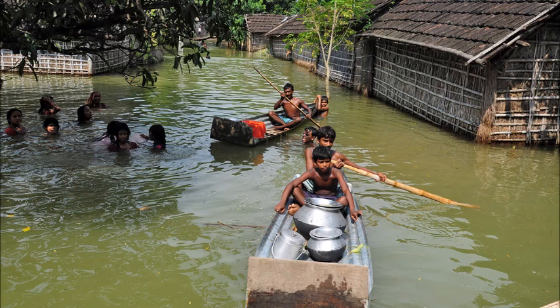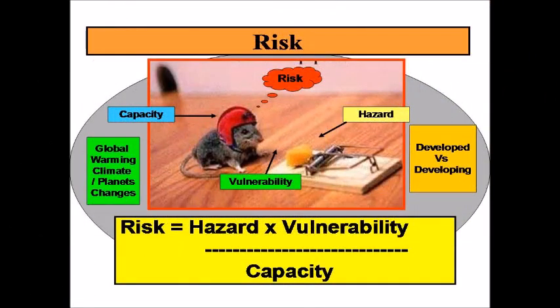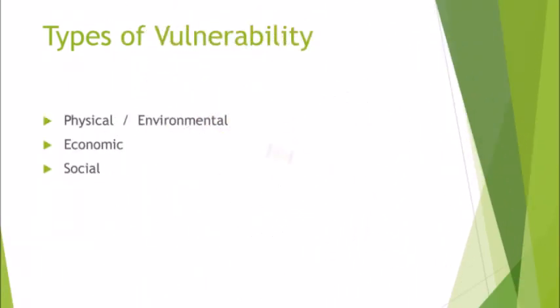Risk assessment consists of the following steps: hazard assessment, vulnerability assessment, capacity assessment. What is vulnerability? Vulnerability is defined as the diminished capacity of an individual or group to anticipate, cope with, resist and recover from the impact of a natural or man-made hazard. Types of vulnerability are physical, environmental, economic, social.